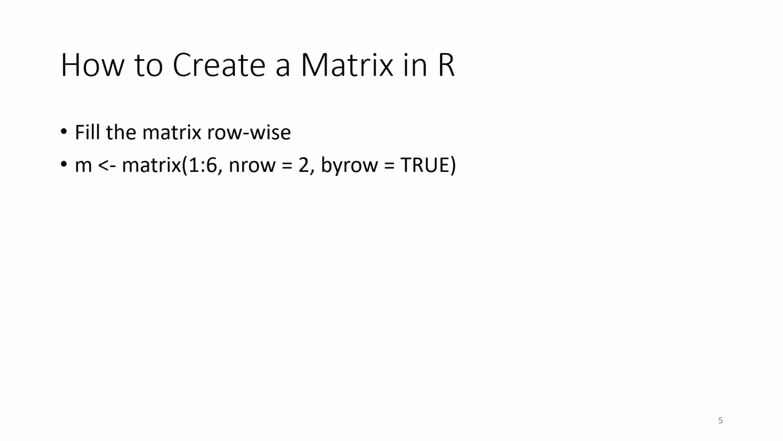We can also fill a matrix row wise in R. To do this, we use the byrow = TRUE option inside the matrix function. For example, when we write matrix(1:6, nrow = 2, byrow = TRUE), R will take the numbers from 1 to 6 and fill them across the rows first. So the first row gets 1, 2, 3, and the second row gets 4, 5, 6.